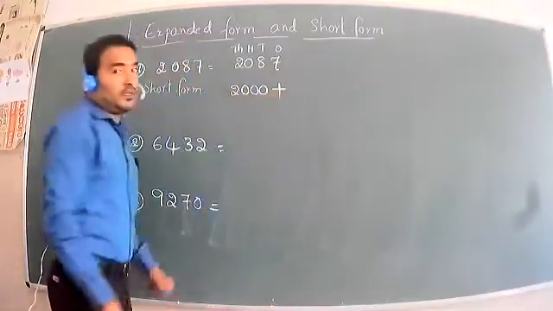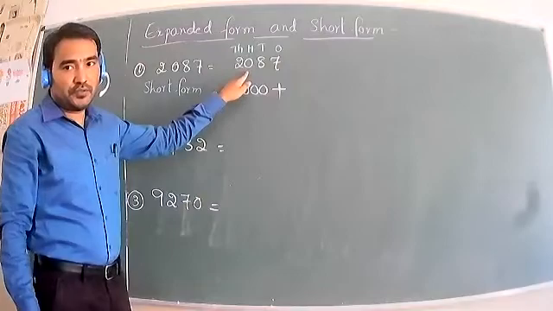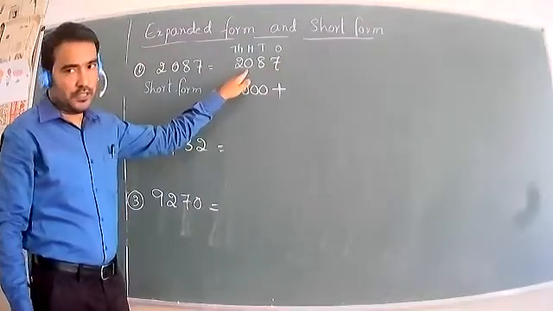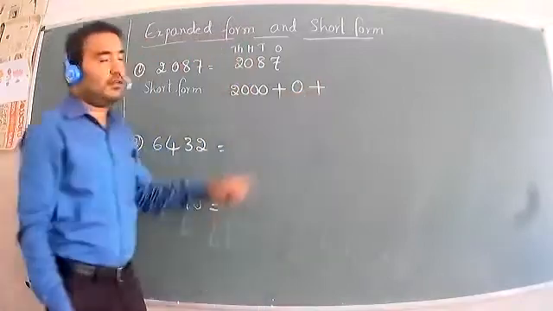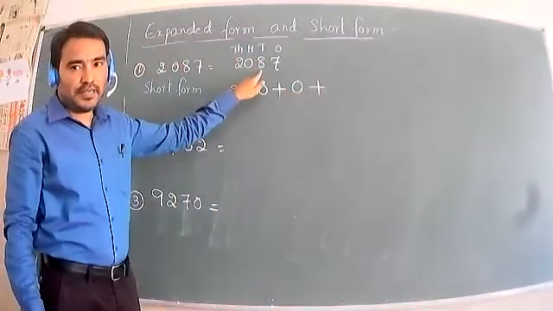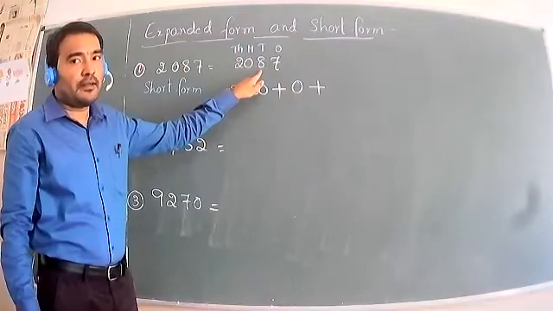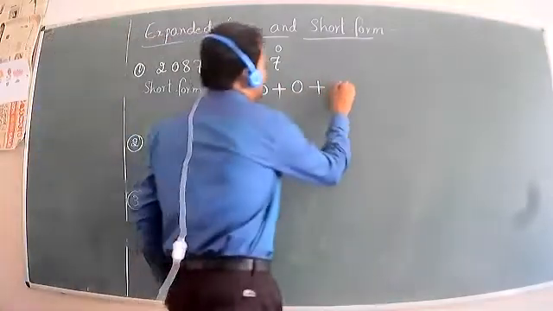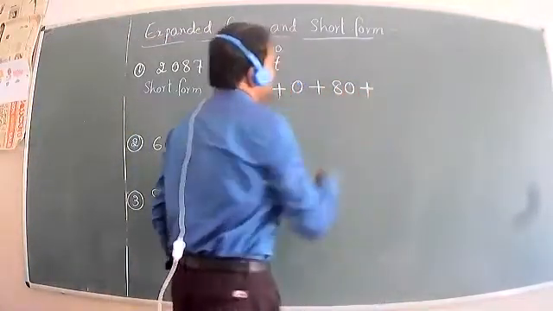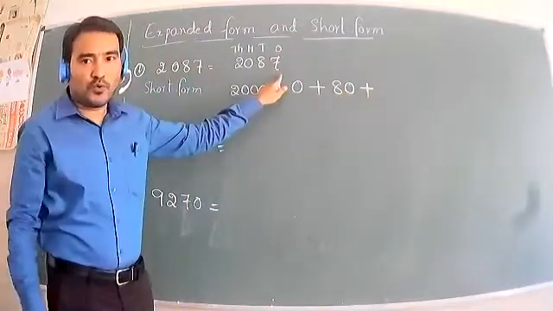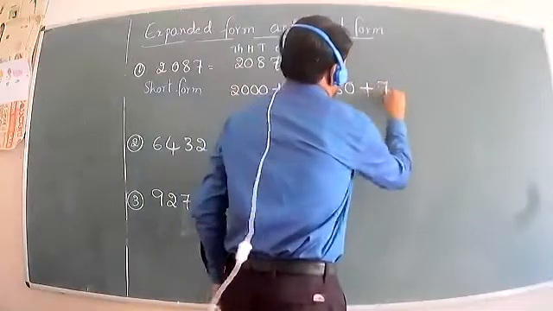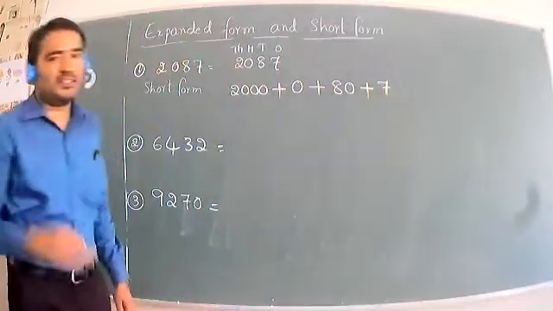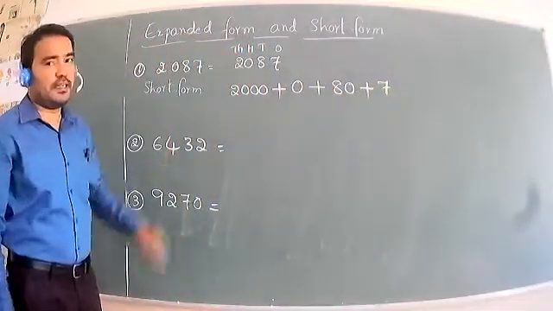Plus. Now the hundreds place is 0. So 100 into 0 is 0. You know the place value is 0. Plus. Now the tens place is 8. So 8 into 10 is 80. Now plus, the ones place is 7, into how much? 1, because it is the ones place 7. Now go for the second way. So this is the first way.